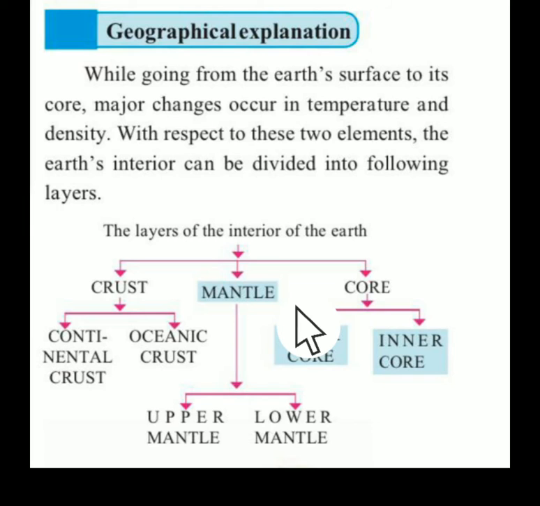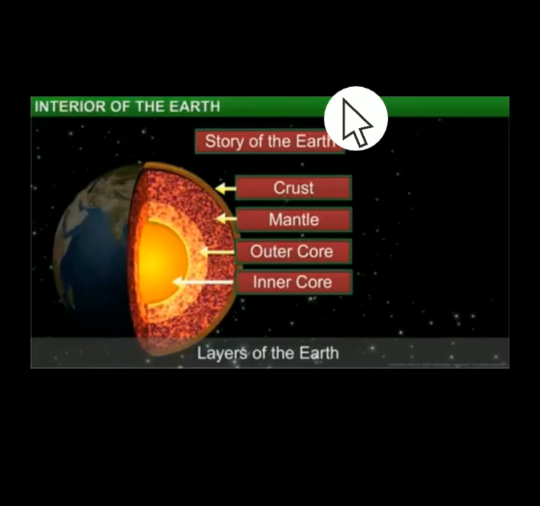While going from the earth's surface to its core, major changes occur in the temperature and density. My dear students, now we are going to see in this lesson the things that are happening from the earth's surface, that is from above the earth to below the earth. So we are going to go from the earth's surface. When I say earth's surface, we mean where we are staying, that is the crust over here.